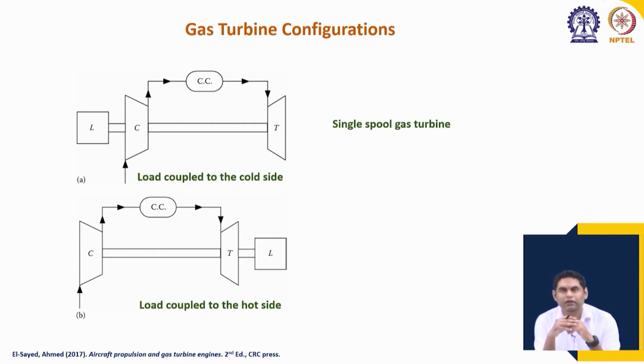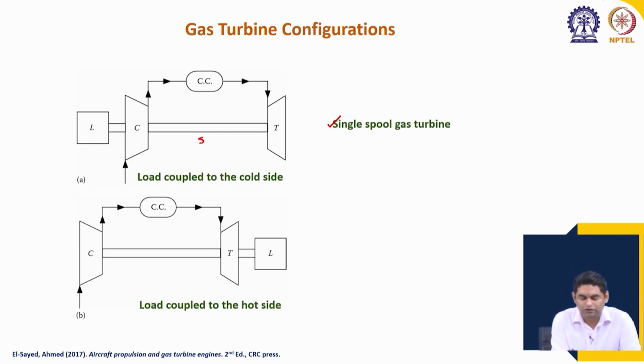Typically, based on the number of shafts, there are 3 types of gas turbines. The first is known as the single spool gas turbine. A single spool gas turbine consists of a single shaft, as you can see here. This is the shaft, and all the turbines and the compressor stages are mounted on the same shaft, and the load is also mounted. This is the load, which can be a generator or some sort of mechanical load for running a mechanical device. The load is also mounted on the same shaft.